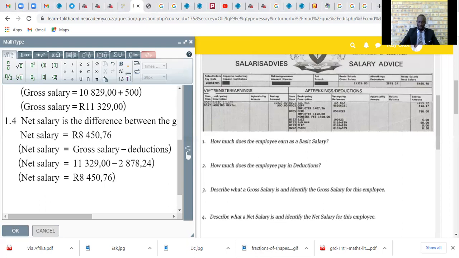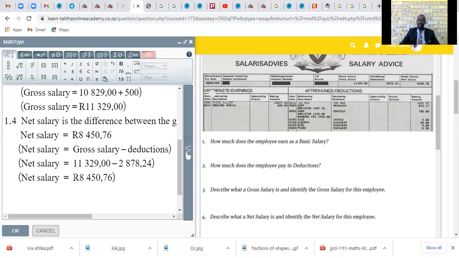So should it happen one time that you are required to calculate net salary, remember always that you must have gross salary and from it you take away all deductions. If it's required that you calculate gross salary, then you remember that all the income must be added to the basic salary so that you get what is called the gross salary.